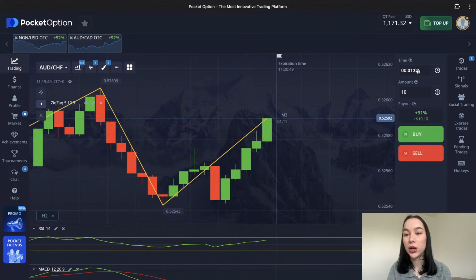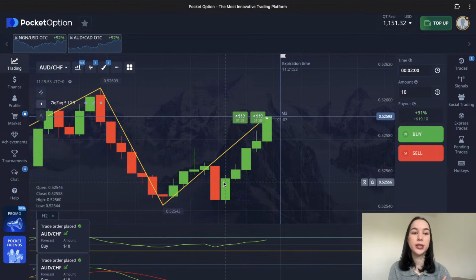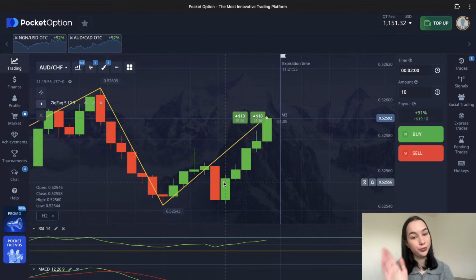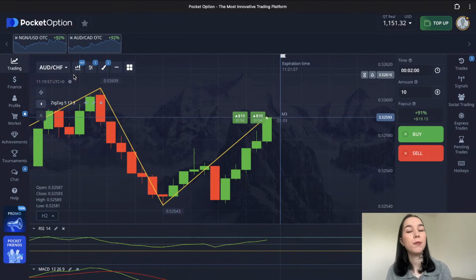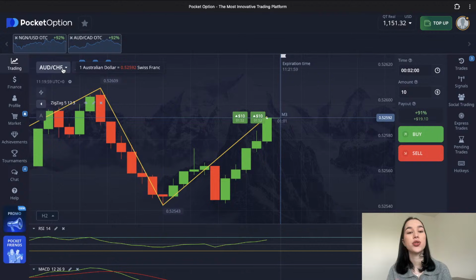Ooh, it's pretty nice here. Oh my god, I love it. Okay, here open two trades. It's better with the real market. Not that often actually we can see that. It's Australian dollar and Swiss franc.